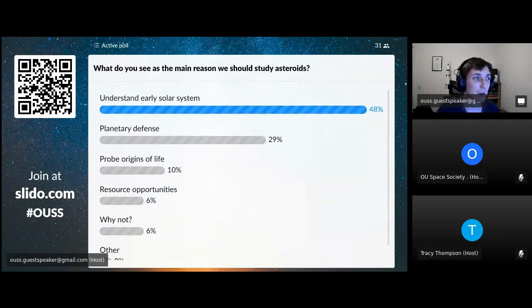Okay, so I think I won't wait anymore, but I see the majority of people have gone for understanding the early solar system. And from my personal perspective, I usually go down the planetary defense argument, but it's nice to see we have a lot of people coming from a pure science and curiosity standpoint here, which is really key as you go through your studies, to have this curiosity.